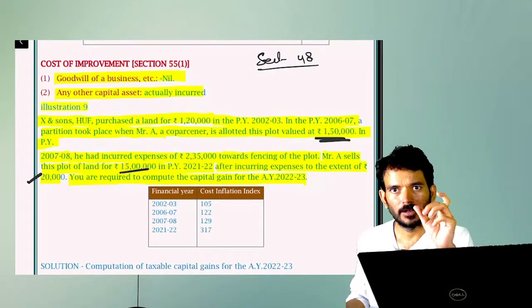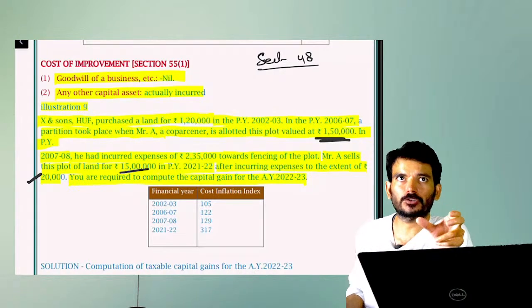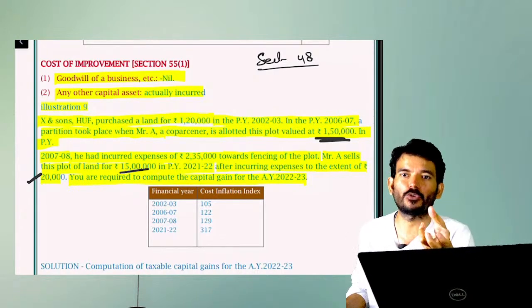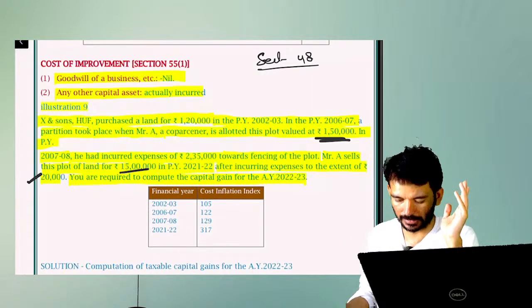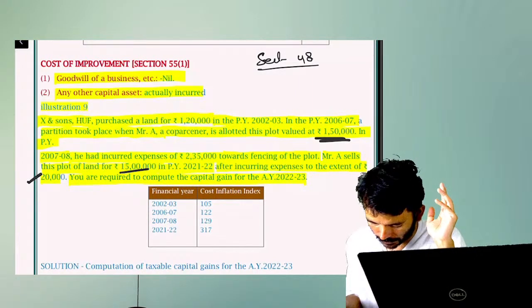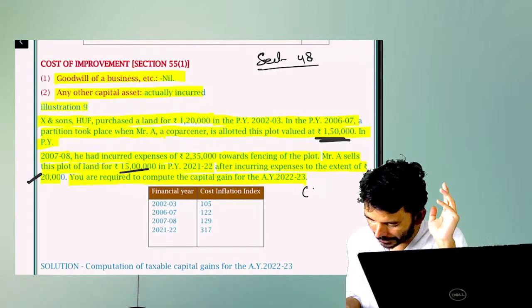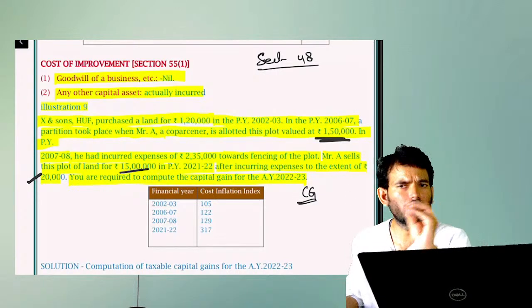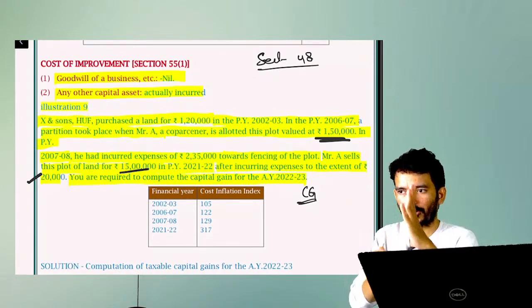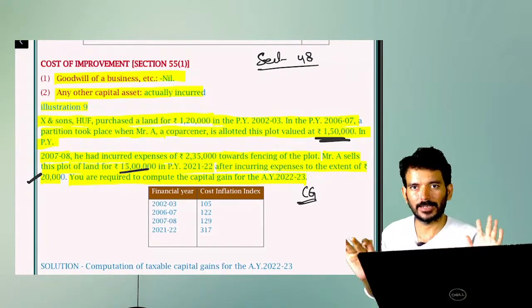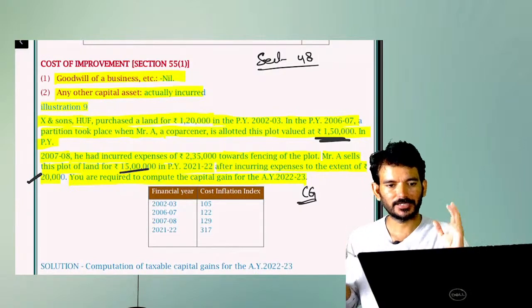That is also improvement. Should you apply cost of index or cost of improvement or not, depends upon the period of holding. If it is more than 24 months, you apply the indexation also. Now you tell me what is your capital gain on this. Just focus on the numbers. Don't write anything, nothing fancy like drawing with a scale. Just application.